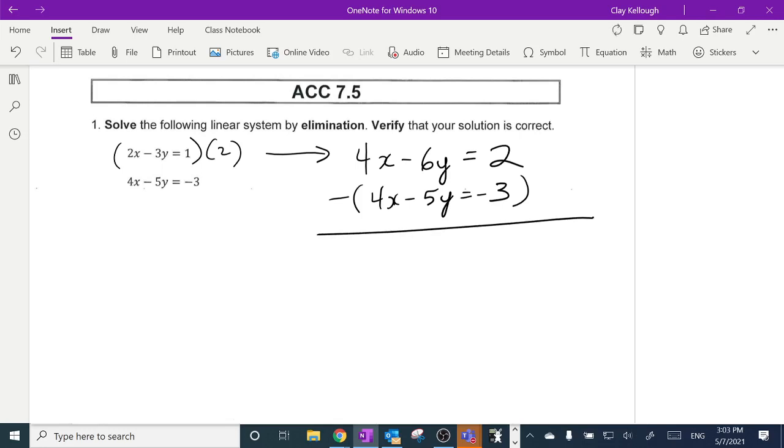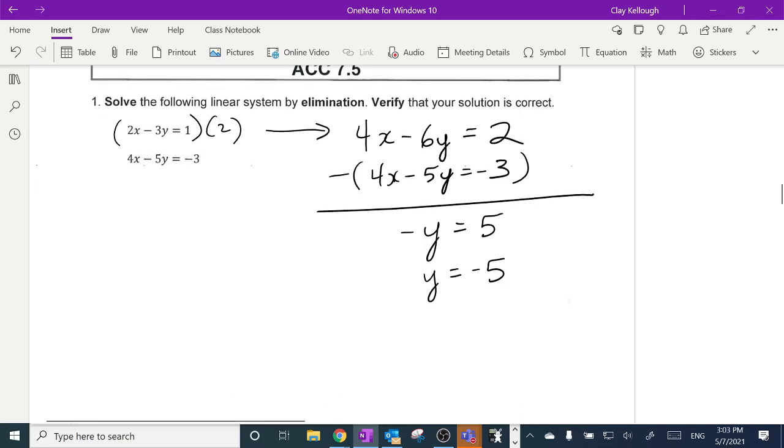All right, so I've multiplied the top equation by 2, doubling it, then I'm going to subtract the bottom equation. 4 minus 4 is nothing. We've eliminated x. Careful here. Negative 6 minus negative 5 is negative 1, and 2 minus negative 3 is 5. So there's a negative 1 on y, so I divide both sides by negative 1, and y is equal to negative 5.